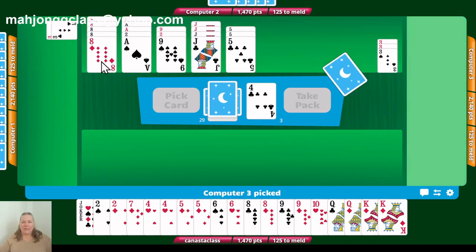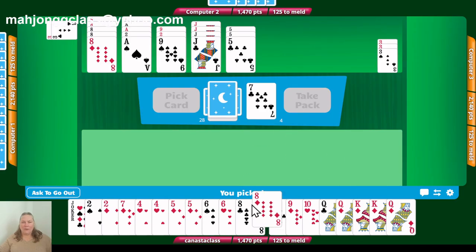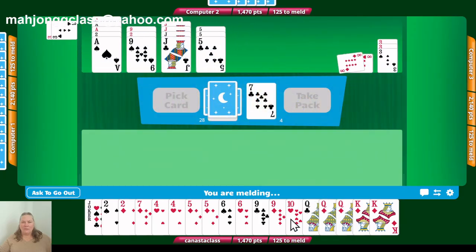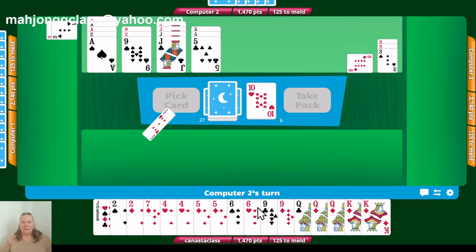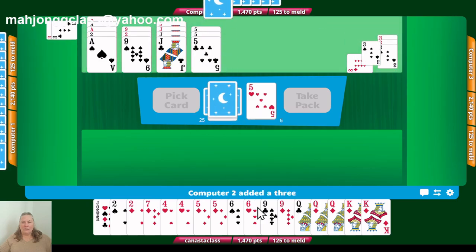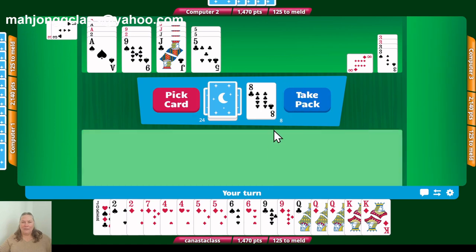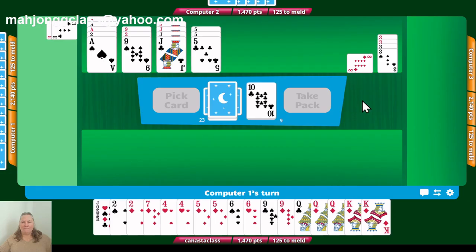Now he put out his 8s. Now I can close the 8s. That's 1 7. Let's put out the 8s. I have 3 queens. Let's get rid of this 10. I want to pick that pack again. An 8, which is a dead card. That was a good discard for him.